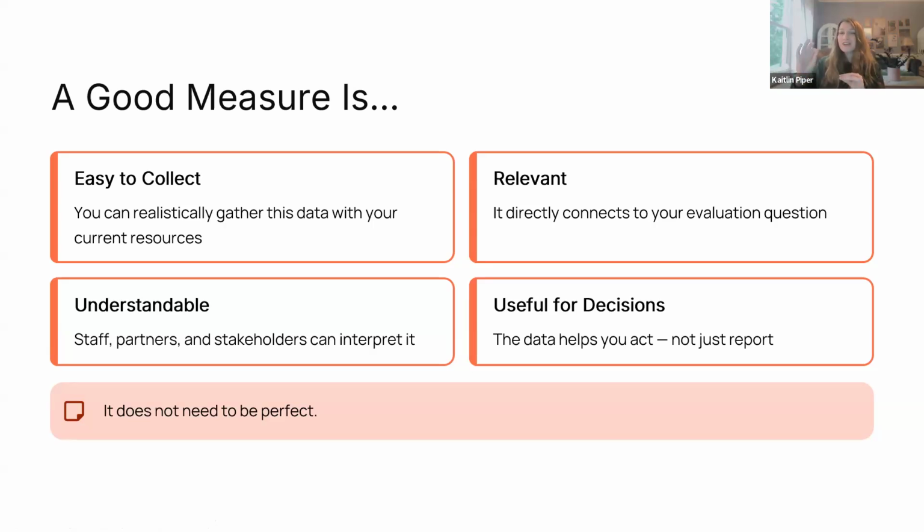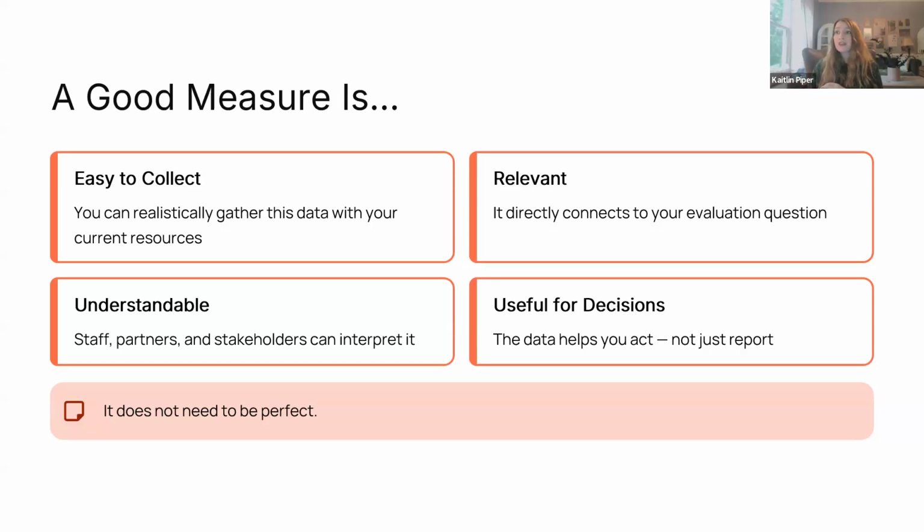Again, the first key characteristic is that your measure should be something easy and feasible to collect. If collecting the data requires more time or resources than you have available, it's probably not the right measure. So if you're interested in attendance, you probably don't need a new survey. A sign-in sheet may be all that you need.